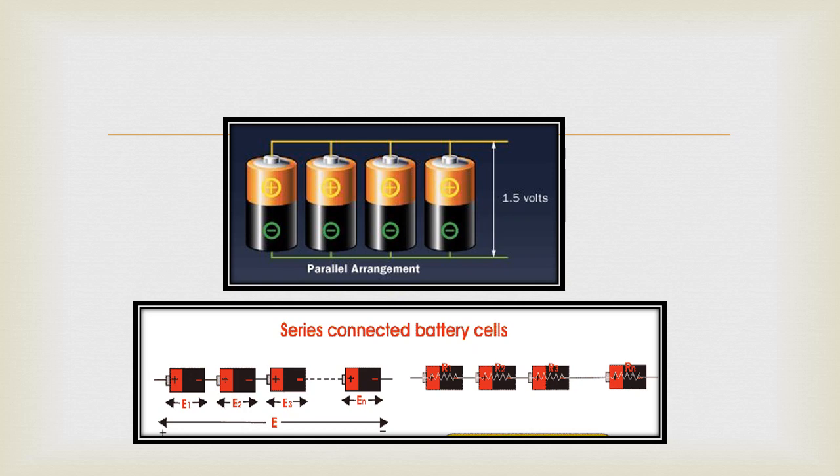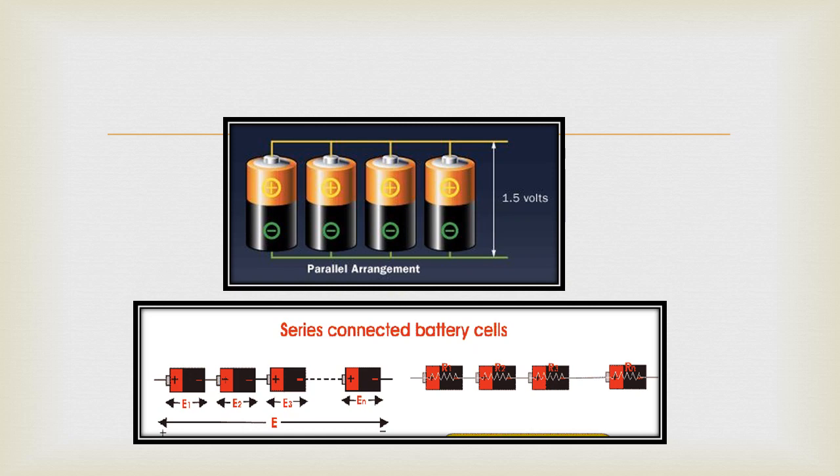Okay, in this series connection, the positive terminal of one cell is connected to the negative terminal of the second cell, and the positive terminal of the second cell is connected to the negative terminal of the third one, and so on. So you can see in the second diagram that the negative terminal of the first cell is connected with the positive terminal of the second cell, and the negative terminal of the second cell can be connected with the positive terminal of the third cell.